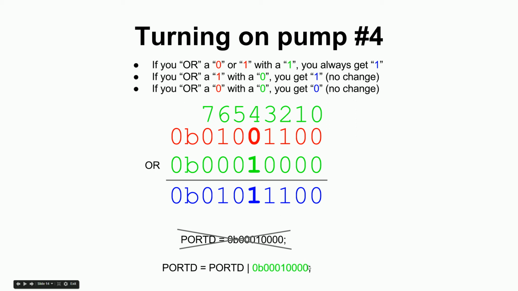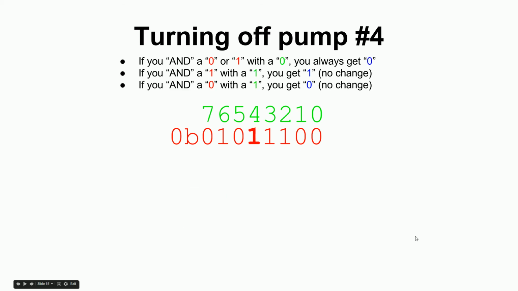This statement is the same thing as what you see up here. This is what I'm doing, written in C down below, in the C programming language. All right, so that's how we turn on pump number four. We ORed it with a byte that had a one in where we wanted to turn on. Okay. Oh, and that's called a bit mask.